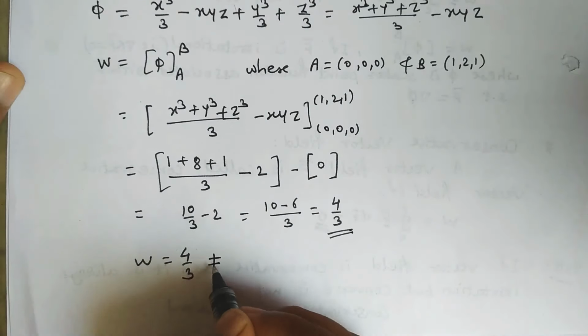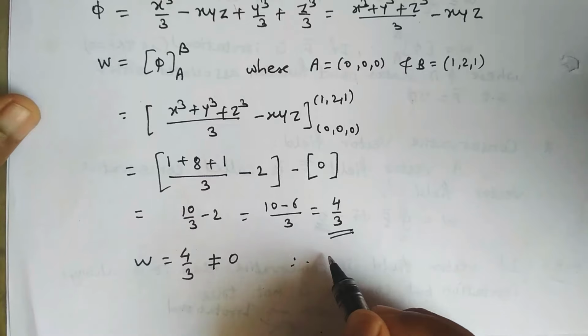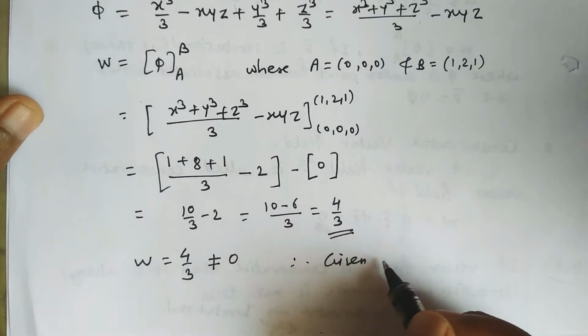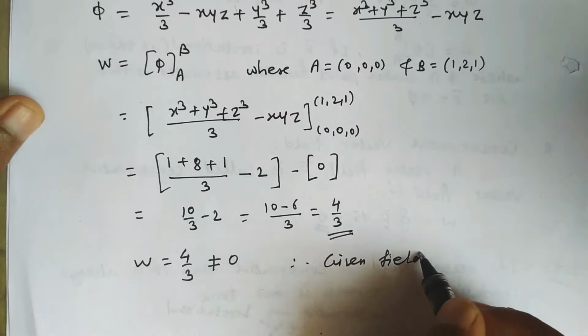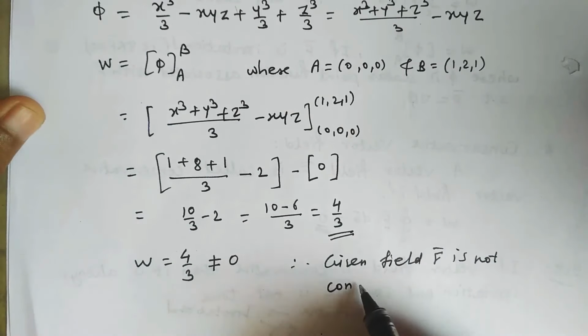Now this W, the work done, is not equal to 0. The work done is equal to 4 by 3, that is not equal to 0. Therefore given field F bar is not conservative.